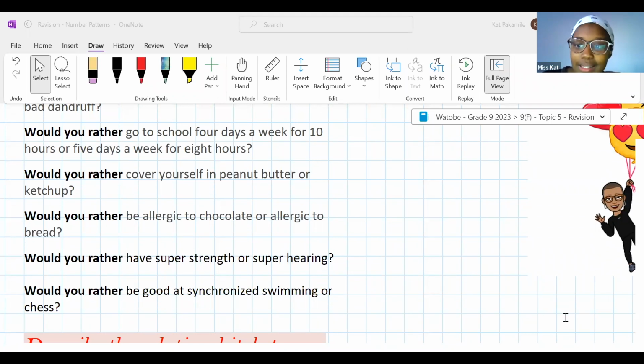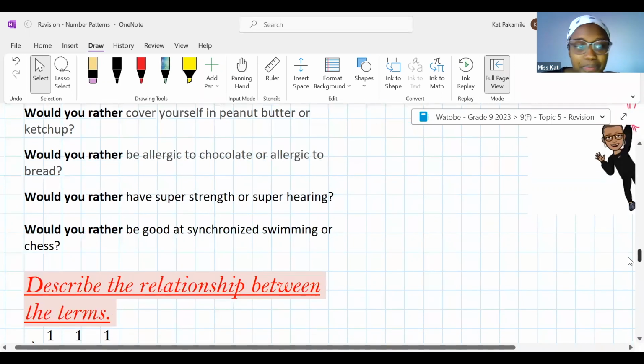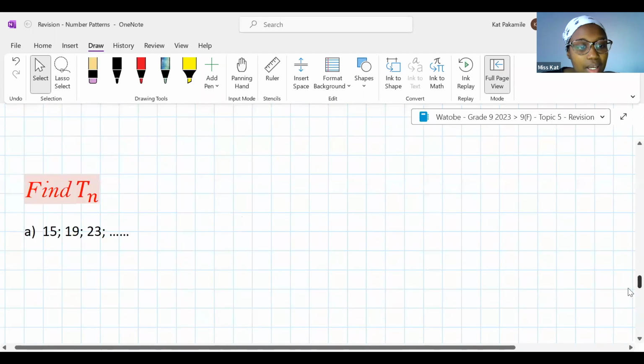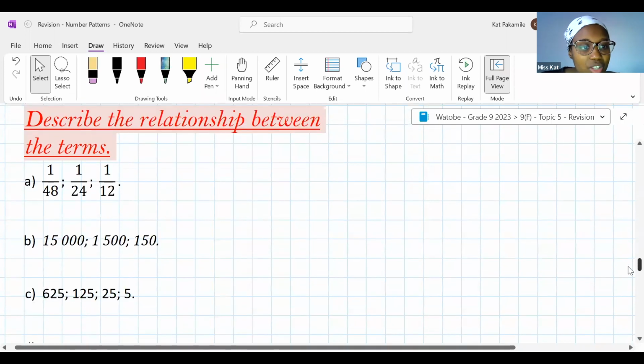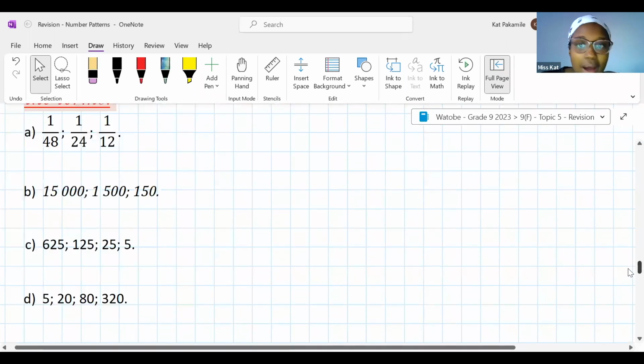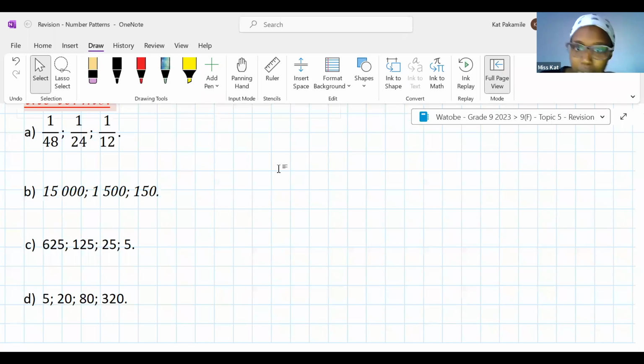Guys, I was supposed to end the lesson now, but let's describe the relationship between the terms quickly. So now you're not giving me the next three terms, you're just telling me how I'm getting to the next three terms. Okay, guys, let's do this quickly. How do you get from 1/48 to 1/24 to 1/12?